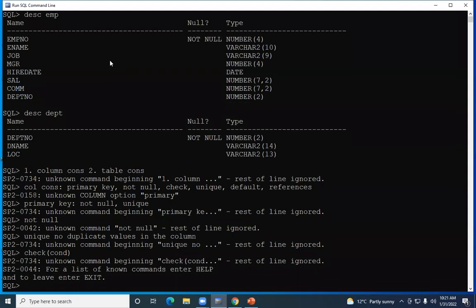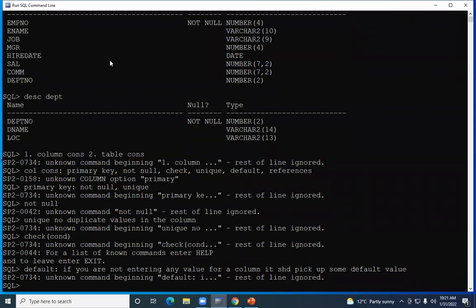Then what we have is default, right? So default is, if you are not entering any value for a column while inserting, it should pick up some default value. So if you are not entering any value for a column, then automatically it should pick up some default value that you have given on your own, right? This is the default constraint.